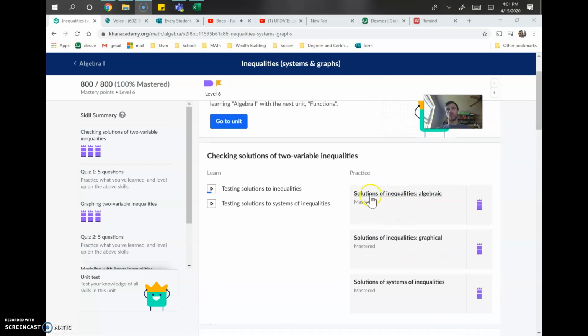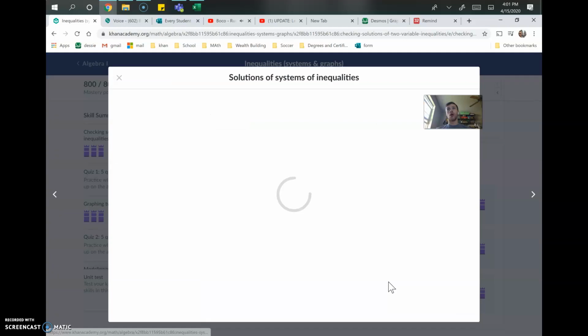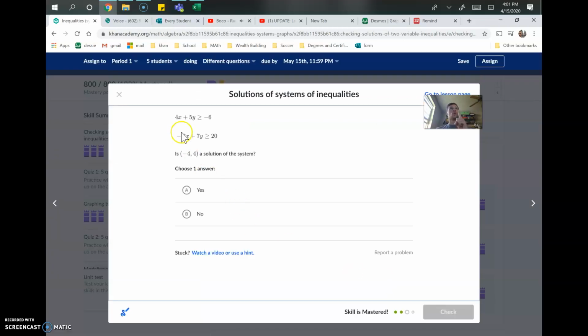Anyways, solutions of systems of inequalities. So I've got videos on the solutions of inequalities and solutions of inequalities graphically. Today we're going to talk about solutions of systems, okay? Systems. So we're given two inequalities this time, each with two variables. I'm going to show you how to do this graphically. If you want to see how to do it algebraically, you can refer to one of those previous videos.